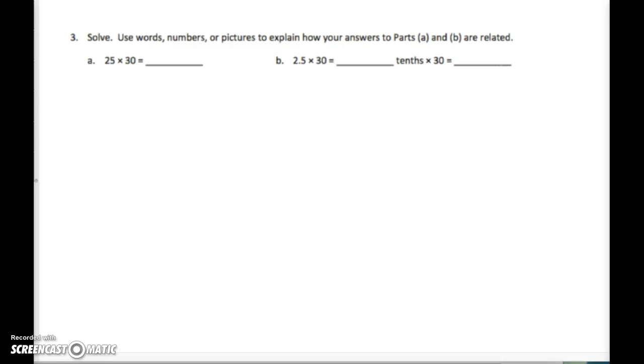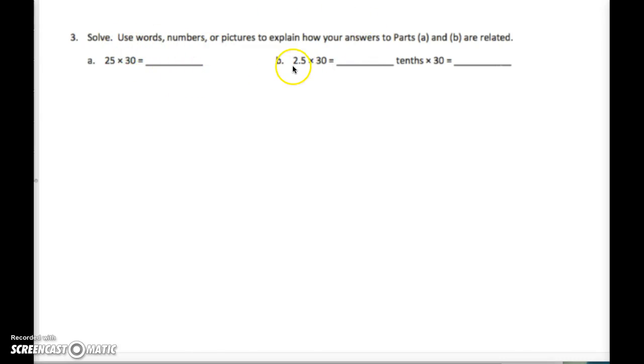All right, let's look at question 3. The directions tell us to solve. Use words, numbers, or pictures to explain how your answers to parts A and B are related. So this is part A. We just have to multiply here, 25 times 30, so you're placing the answer in this blank.